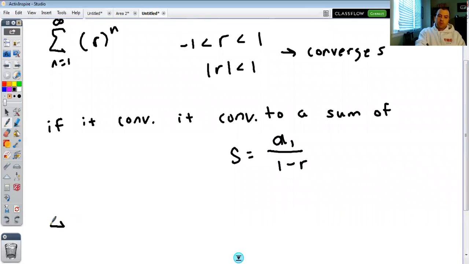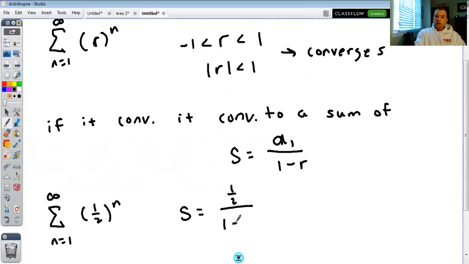So as a quick example problem, just to do this, let's look at the geometric series 1/2 to the nth power. This clearly converges because 1/2 is between -1 and 1. So what does it converge to? Well, the first term, a sub 1, would be 1/2 to the first, so 1/2 over 1 minus 1/2, like this. So this is going to be 1/2 over 1/2. This will converge to a sum of 1.